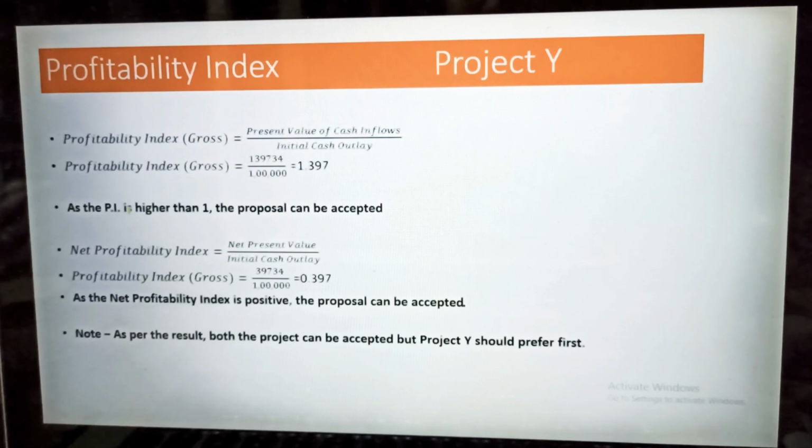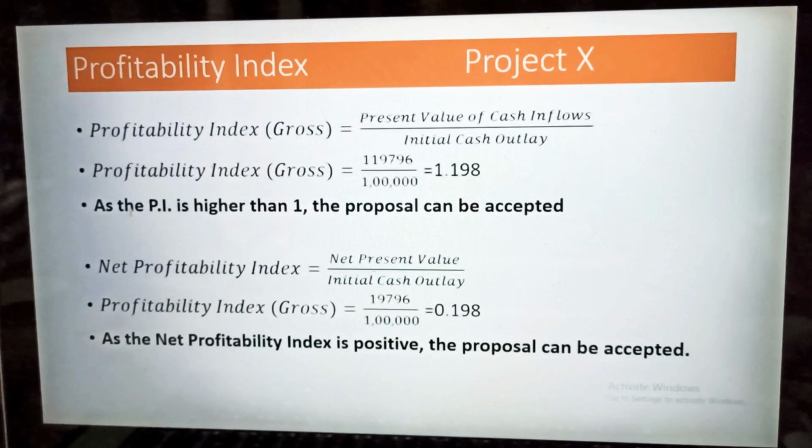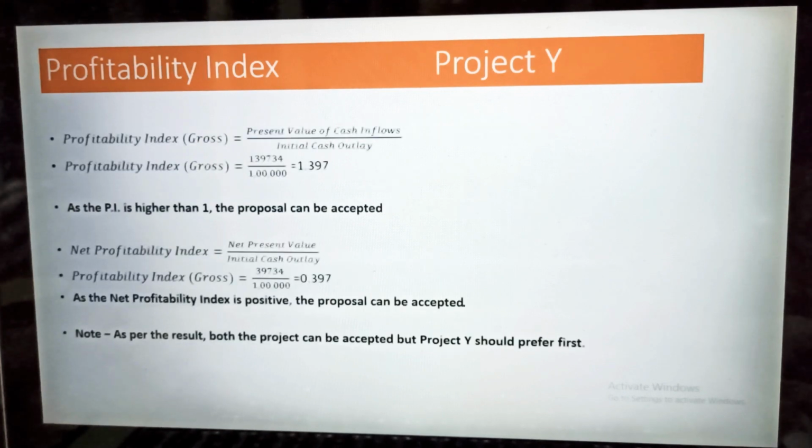Then you can check through the net profitability index, net present value divided by initial cash outlay. I have written this one wrongly; this gross should not come here. See, 39,734 divided by 1 lakh. The same way for project Y we have taken, and you can see here that again the value is coming positive. So since the net profitability index is positive, in this case also the proposal can be accepted.